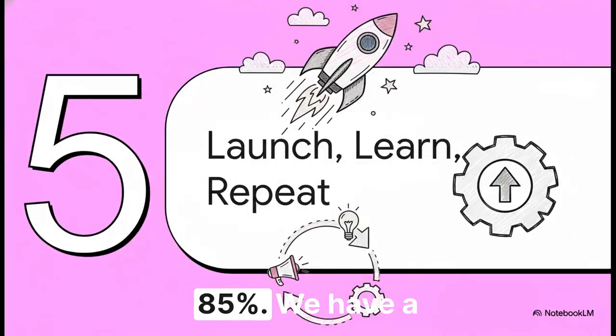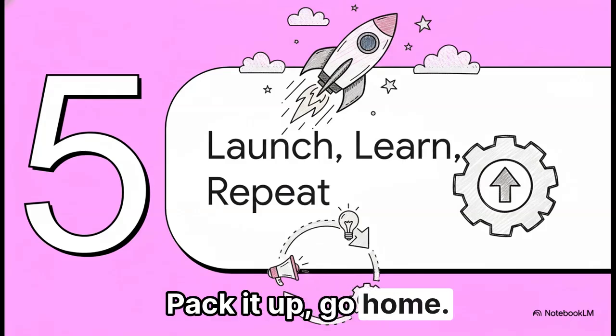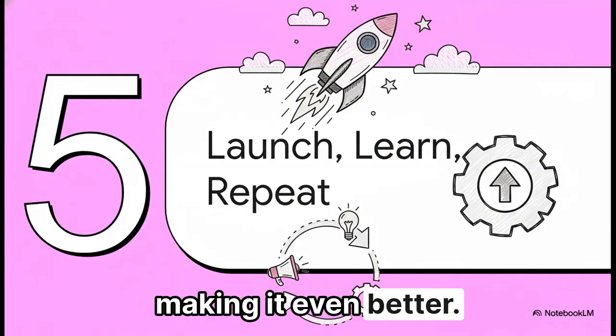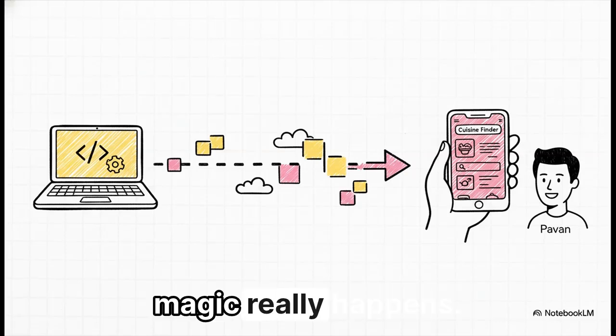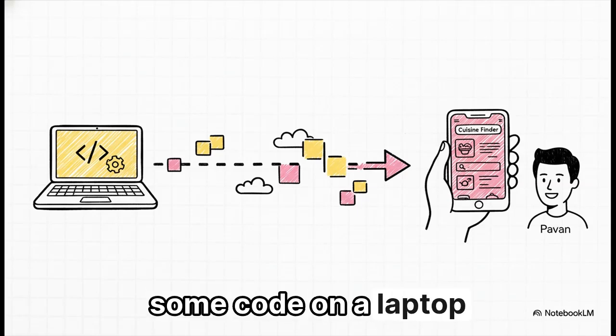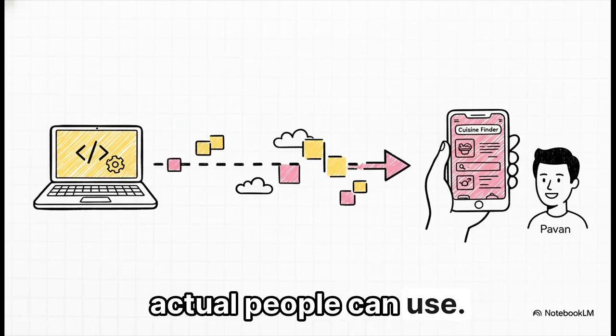All right, 85%, we have a model that works. We're done, right? Pack it up, go home. Well, not quite. The final steps are all about getting this thing out into the real world and, you guessed it, making it even better. Next up is deployment. This is where the magic really happens. It's the step where our model stops being just some code on a laptop and becomes a real feature in an app that actual people can use.